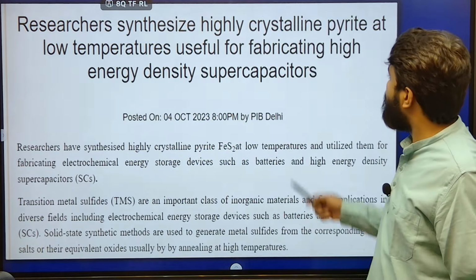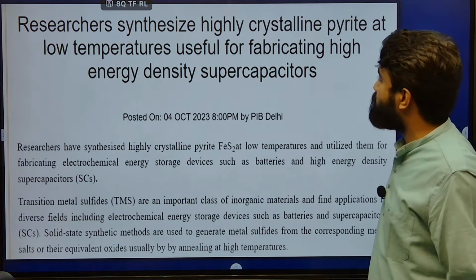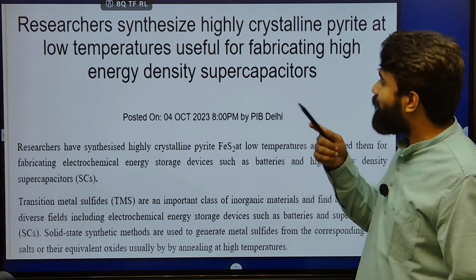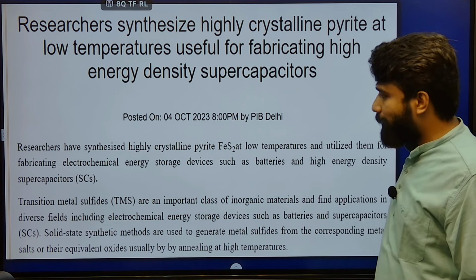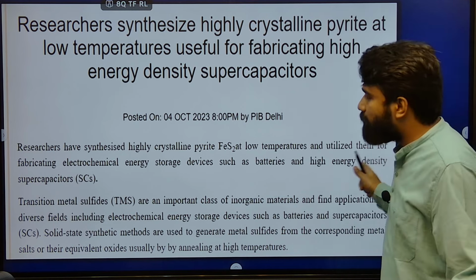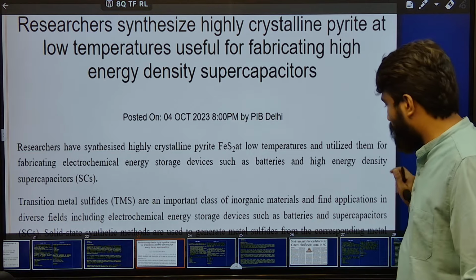Researchers synthesize highly crystalline polyte at low temperatures, useful for fabricating high energy density supercapacitors. Now, let us read it in the form of MCQ here. So, regarding supercapacitors.